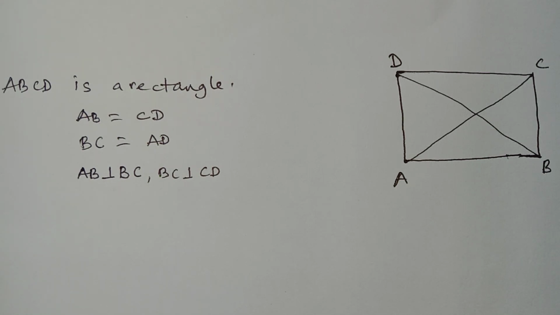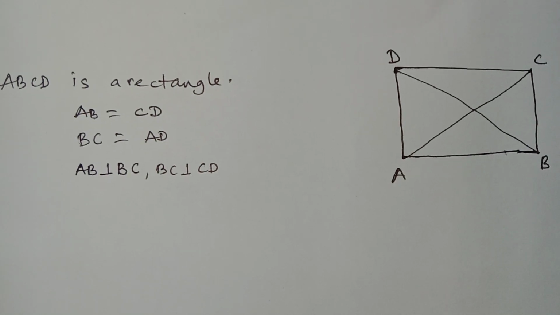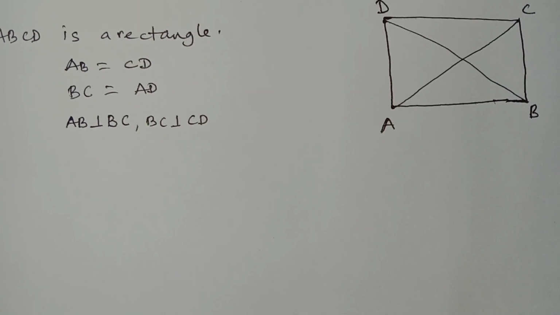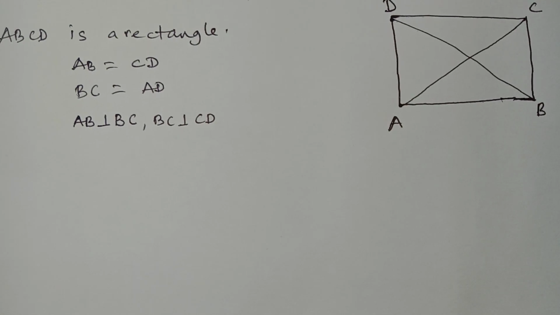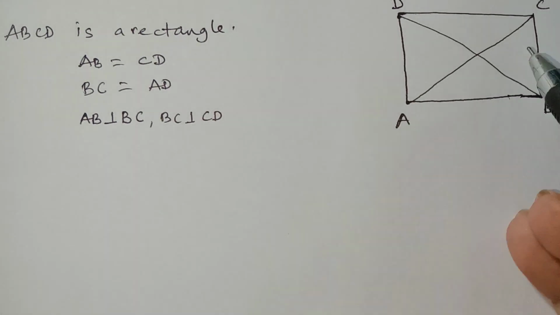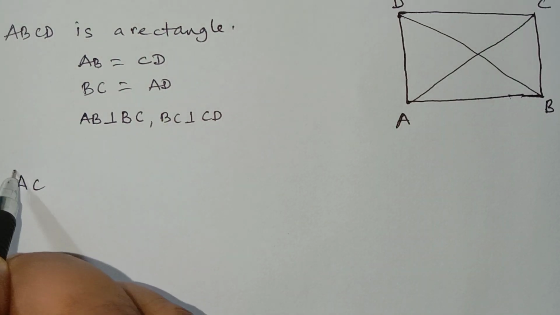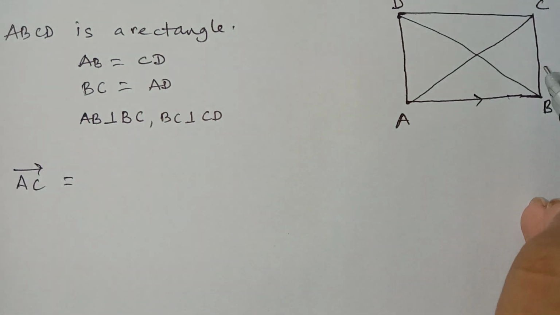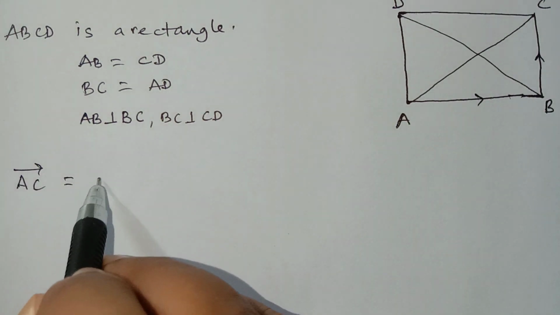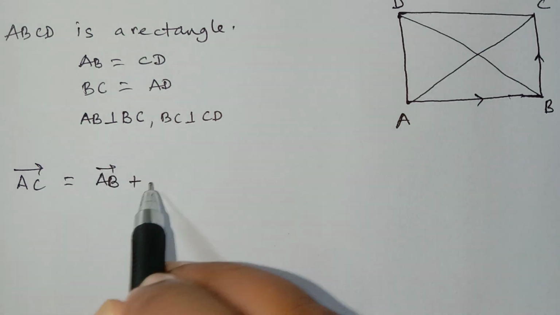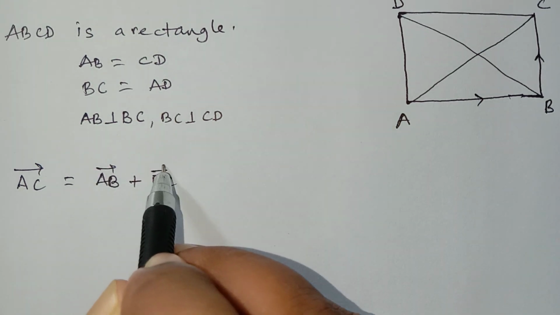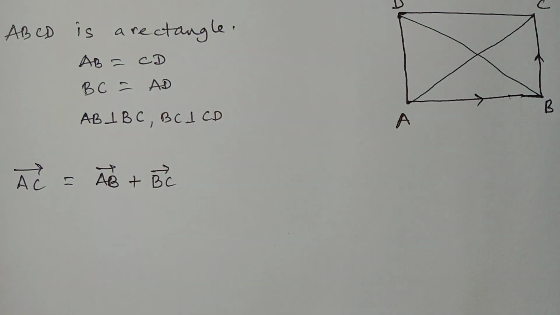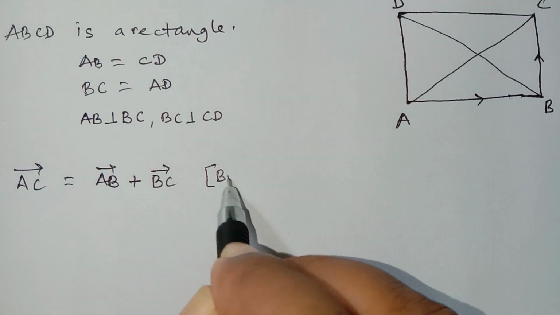Now let's move to prove our theorem: the diagonals of a rectangle are equal. First of all, let's see what vector AC is. Vector AC is equal to vector AB plus vector BC, by the triangle law of vector addition.